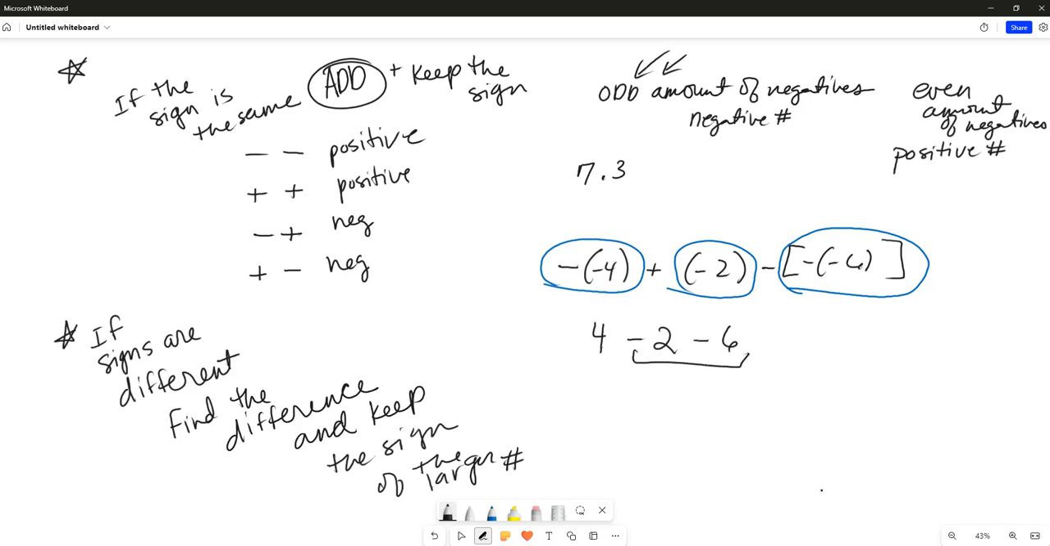Add the negatives together, they're the same. Negative 8. Find the difference. The difference between 8 and 4 is 4. We use the sign of the larger number, so it's a negative 4.